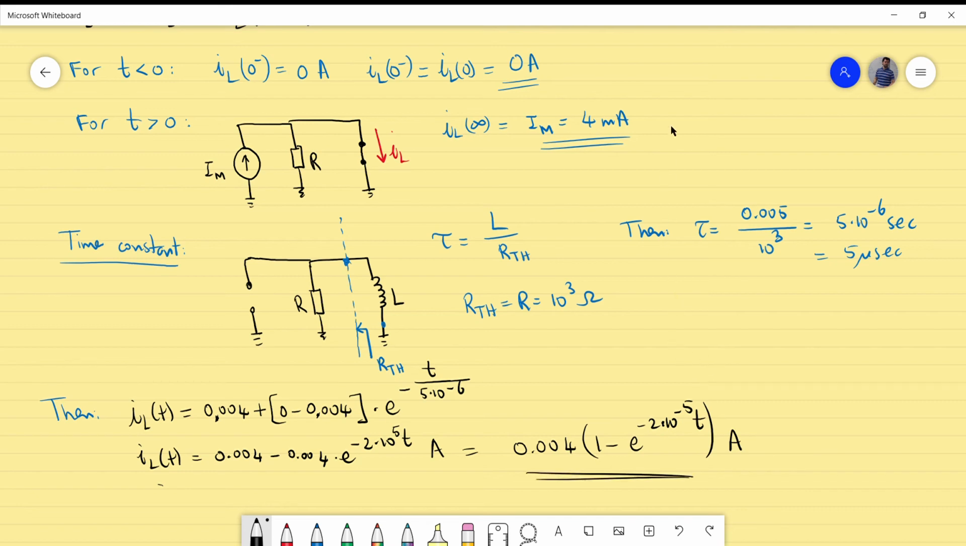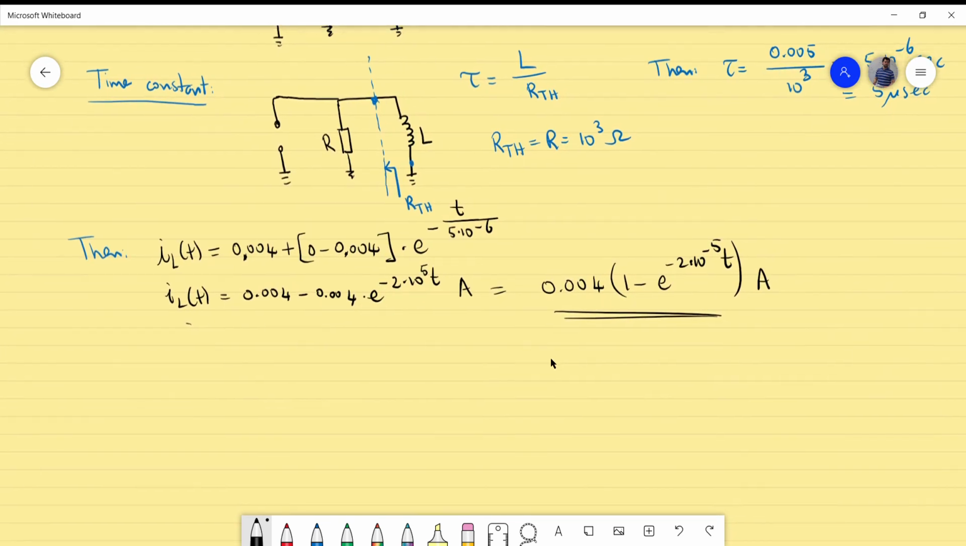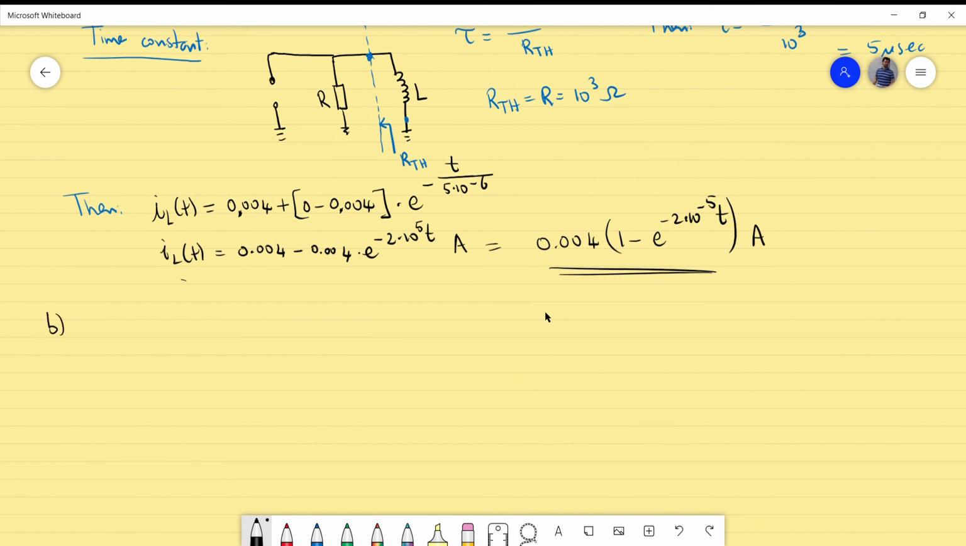Okay, I will go to the second question. That's actually to calculate the current at a specific time, that's 3 microseconds. So I will just fill in this formula, and then we have the situation we want. So IL at 3 times 10 to the power minus 6. So what do we get? 0.004, and then 1 minus e to the power minus 2 times 10 to the power 5 times 3 times 10 to the power minus 6. So if you calculate this, you will get approximately 1.805 milliamps. That's actually question B.